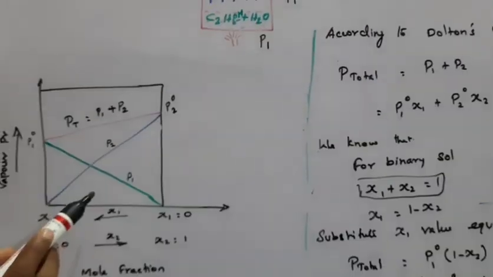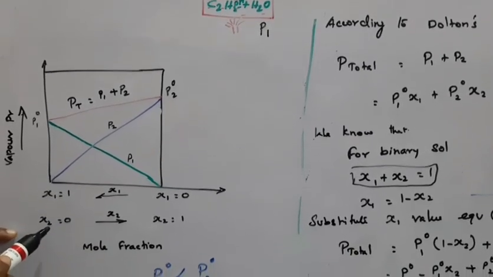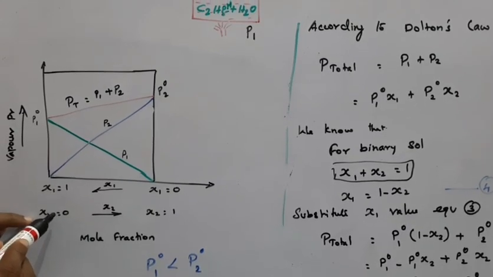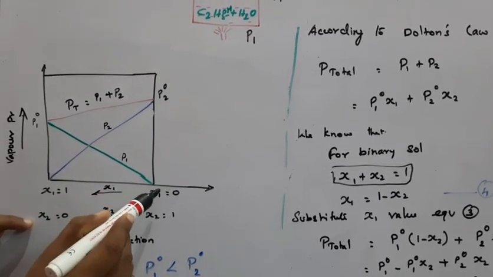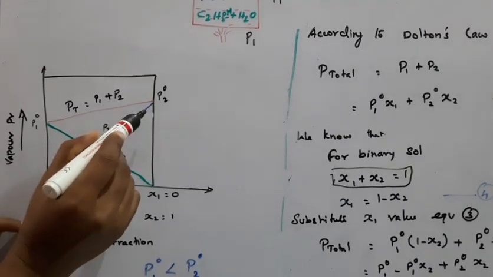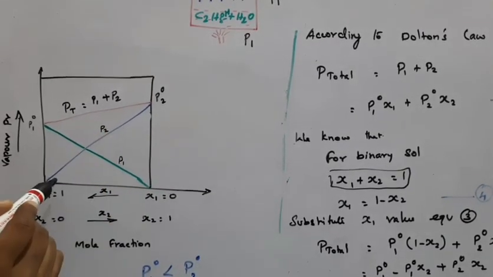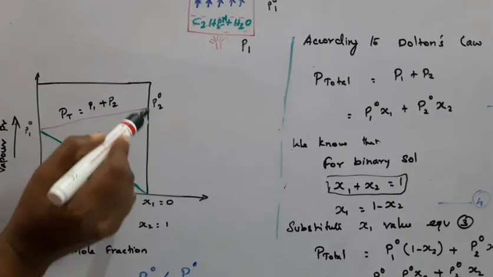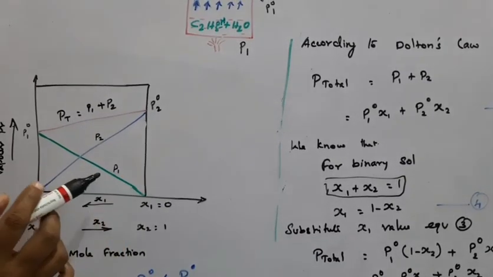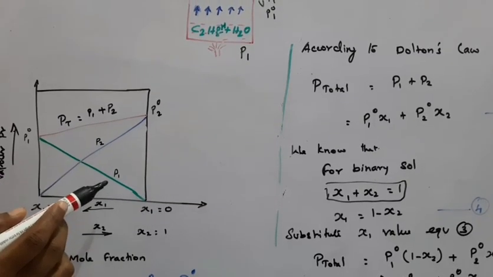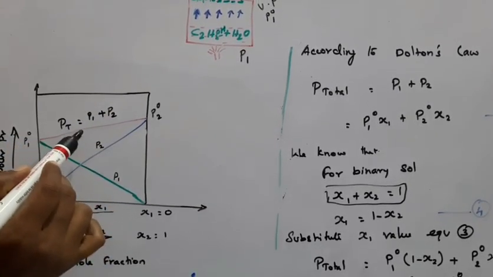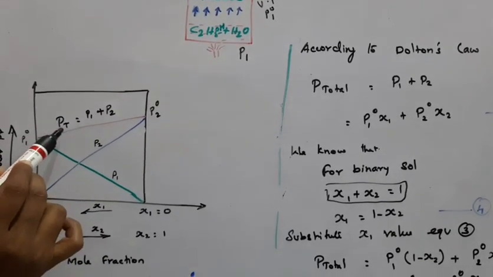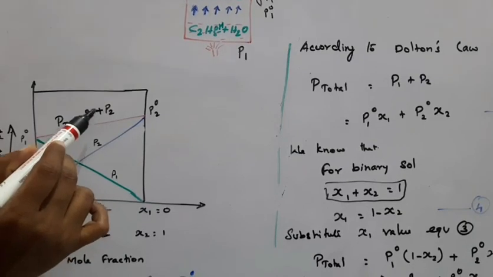Next we take component 2. The mole fraction increases from 0 to 1, and at the same time the pressure of component 2 also increases, from P2 to P02. This is component 1 and component 2. The total pressure equals the sum of P1 plus P2.